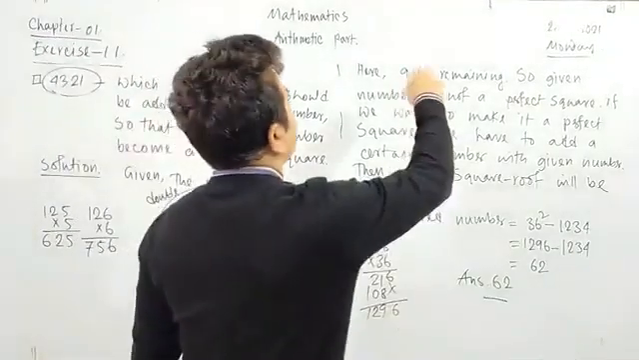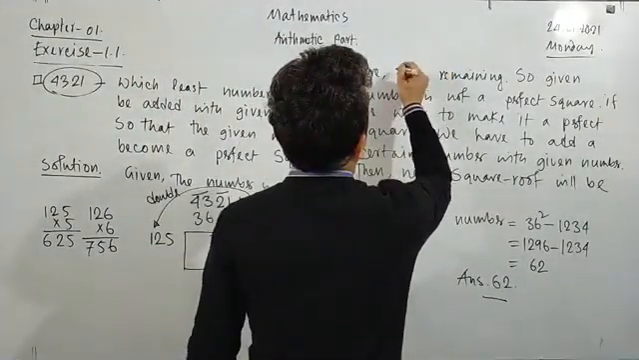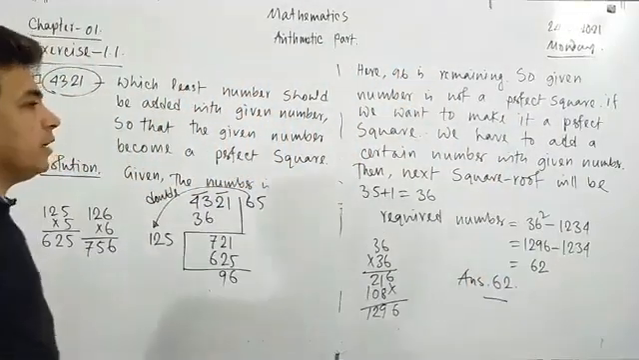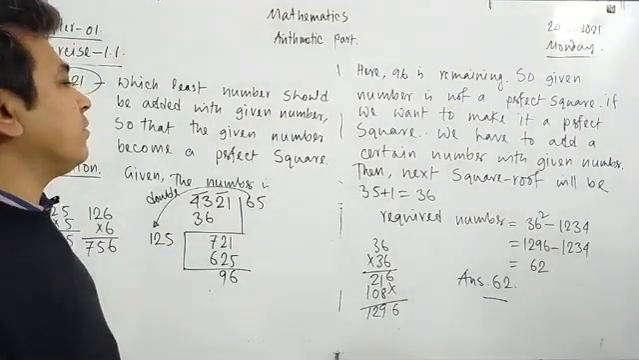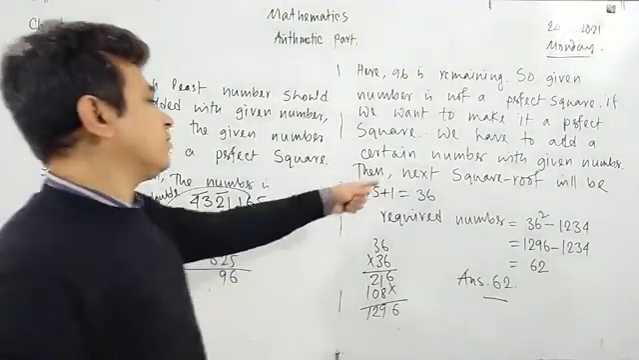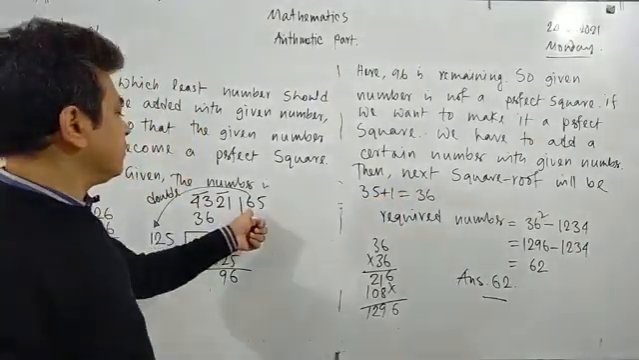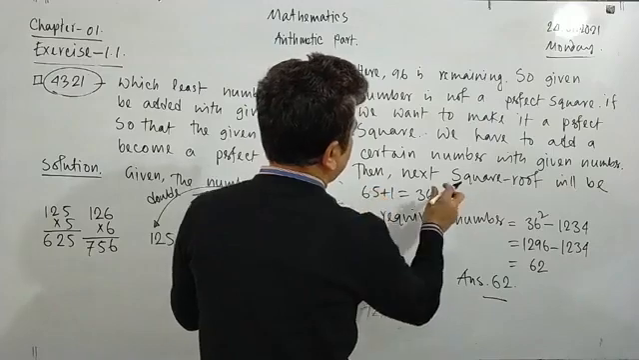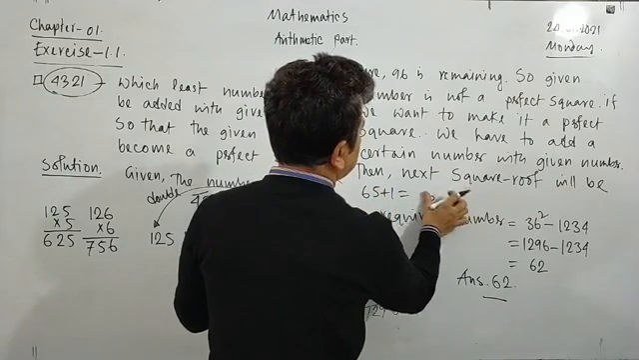What do we have to write here? Here 96 is remaining, so the given number is not a perfect square. If we want to make it a perfect square, we have to add a certain number to the given number. Then the next square number will be 65 plus 1. What is it? 65 plus 1 is 66.